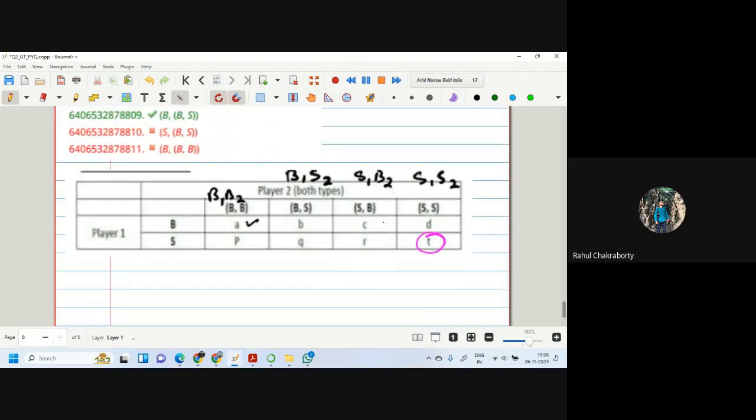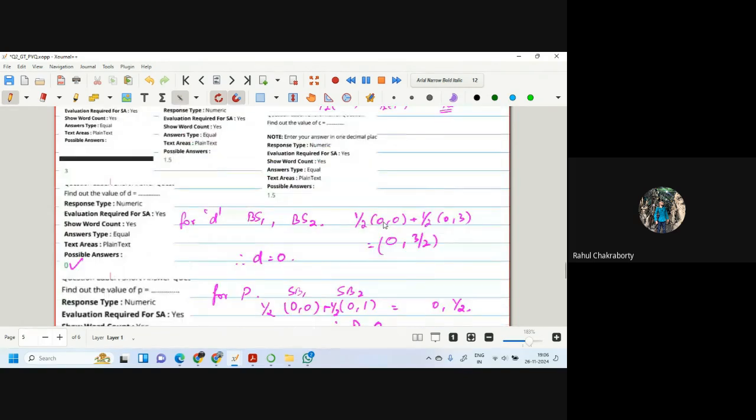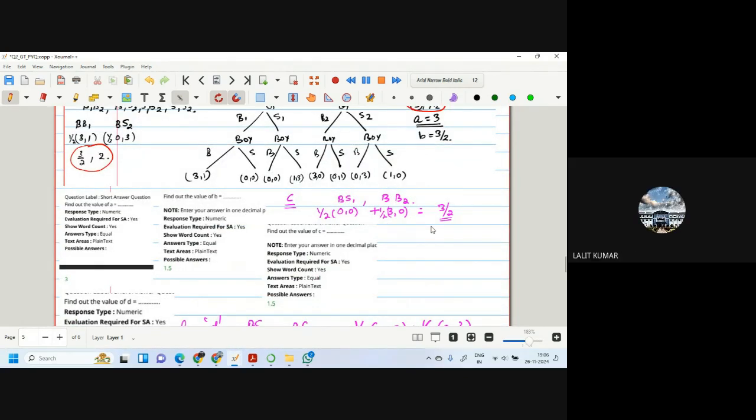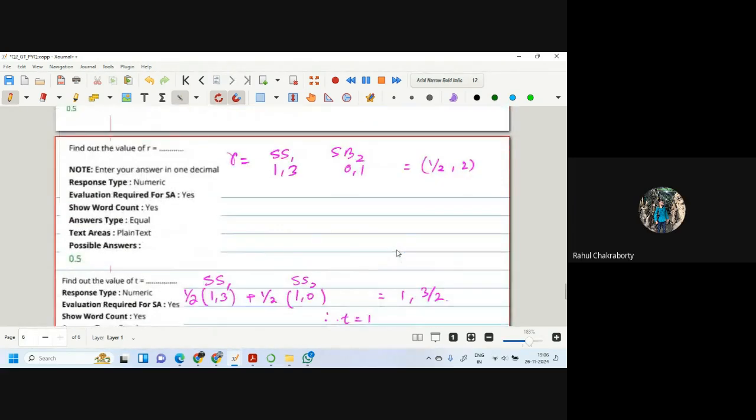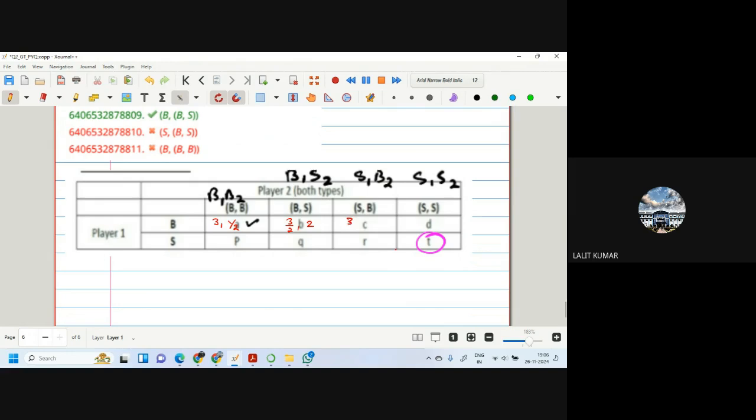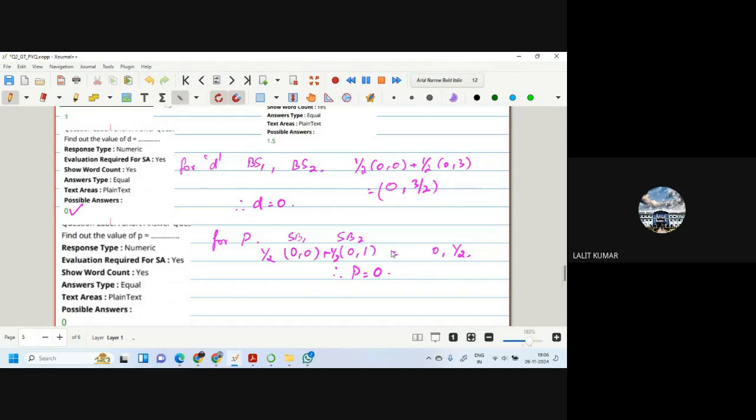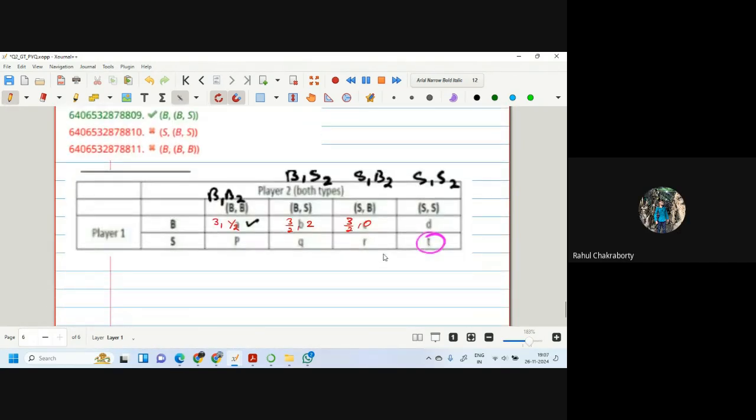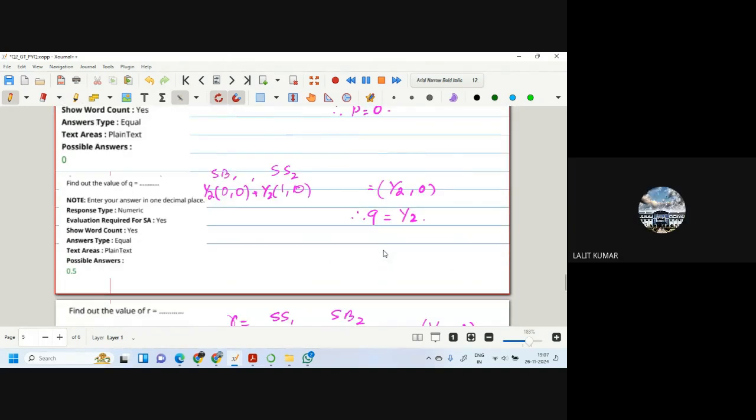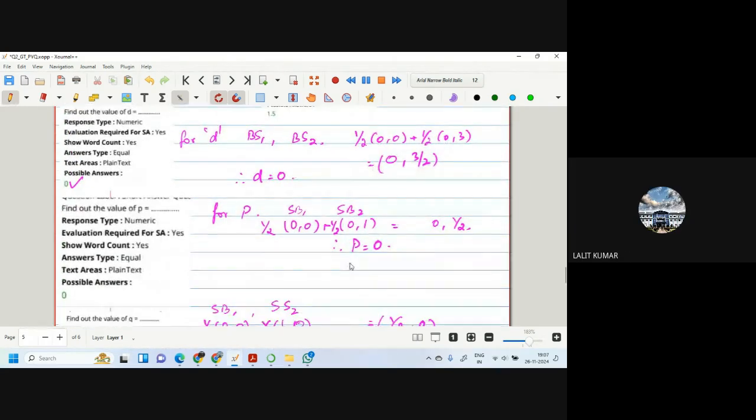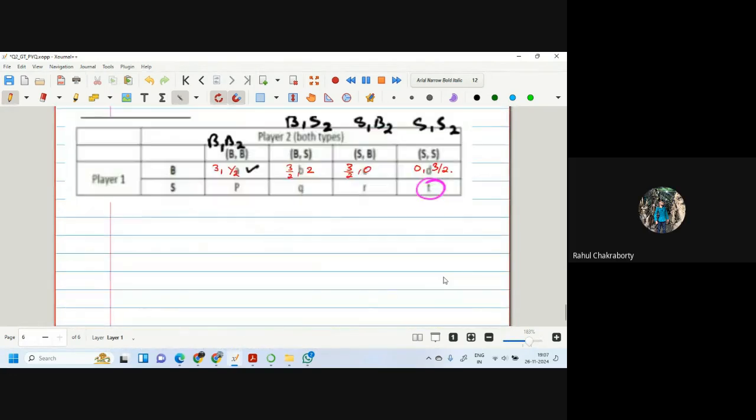So this is 3 1 by 2, 3 by 2. C का हमने निकाला था 3/2 और 0. D का हमने निकाला था 0 3/2. फिर हमने निकाला P, P का 0 1/2.